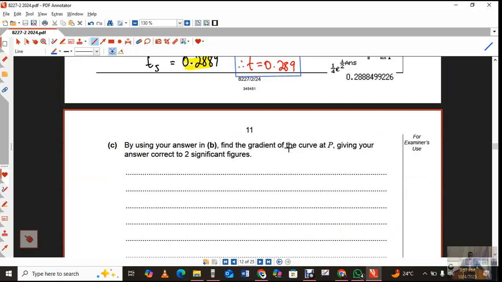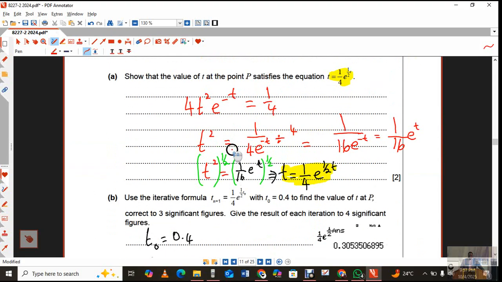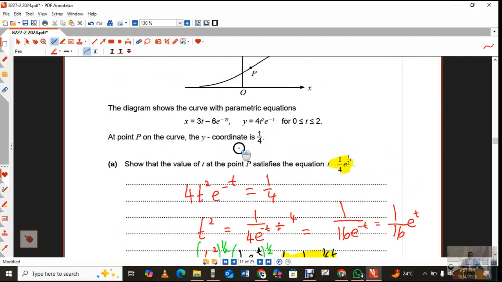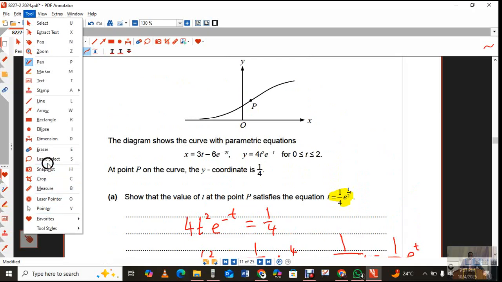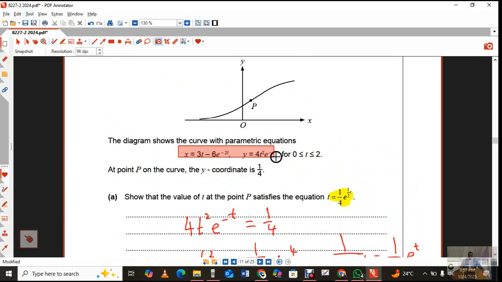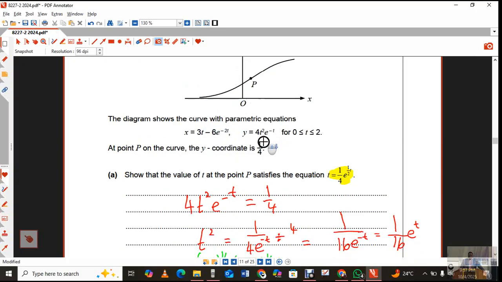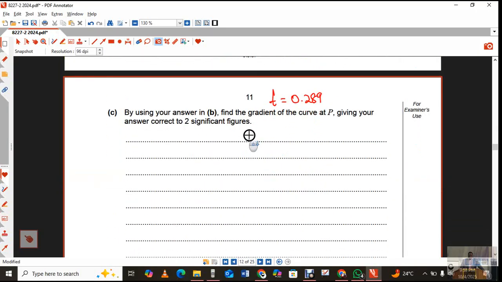Now they are saying, by using your answer in B, that's 0.289, I believe. So they are saying using the answer in B, what is our answer? Our answer in B, T is equal to 0.289. Find the gradient of the curve, giving your answer correct to 2 significant figures. Let's go find those equations there, because this is a parametric equation. So I'm just going to take those 2 values and bring it, because I'm going to use the chain rule, so to speak, right? Okay, right. So let me just paste it over here.